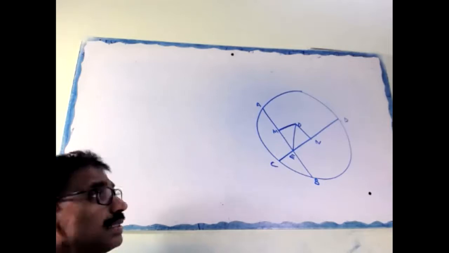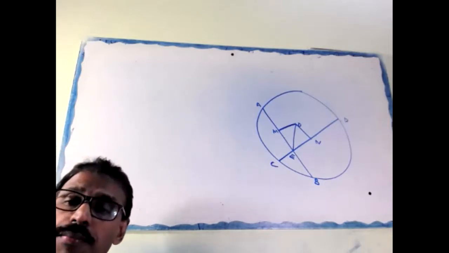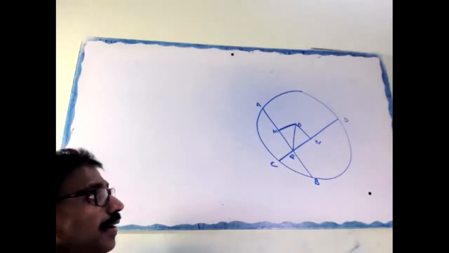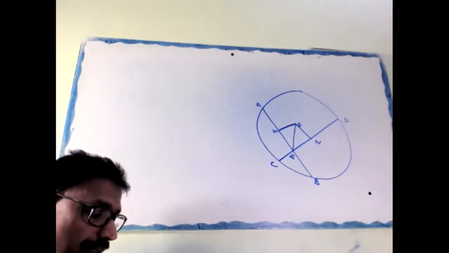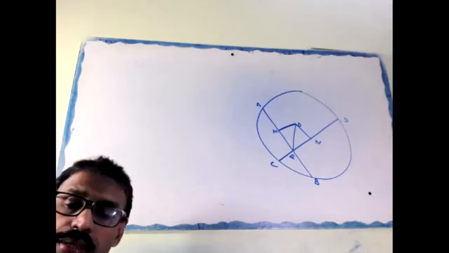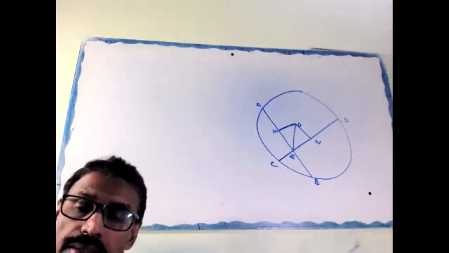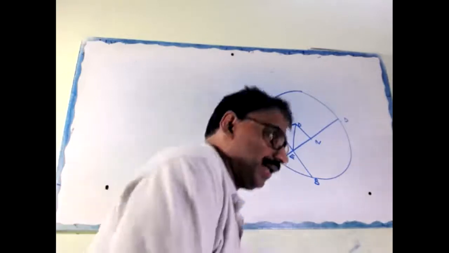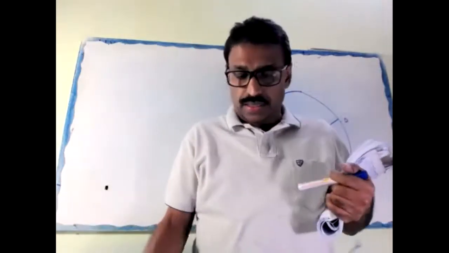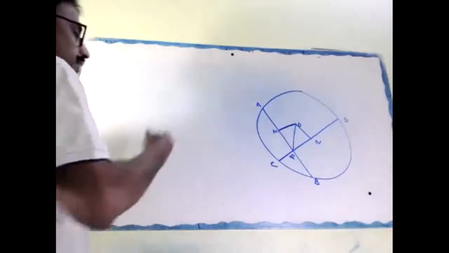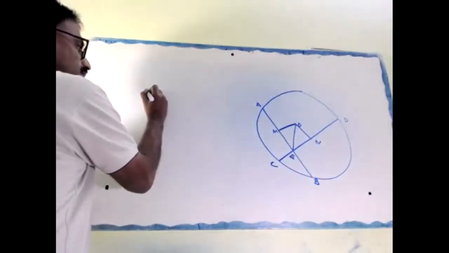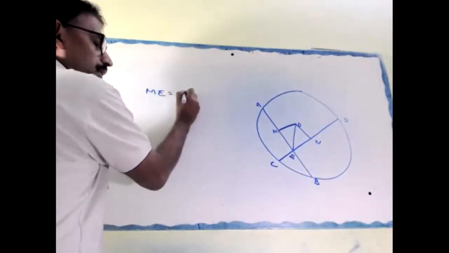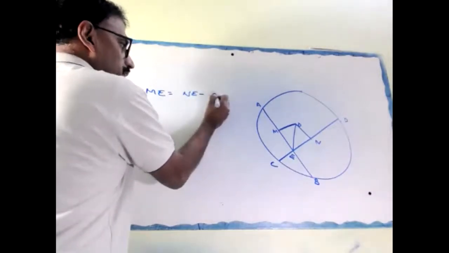Okay, hence ME equal to NE. ME equal to NE. ME equal to NE, CPCT. Okay, keep it with you. ME equal to NE, look at here, what you got? ME equal to NE. Call it number one, CPCT.